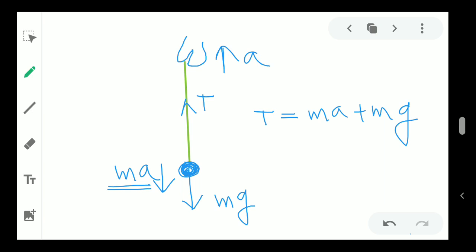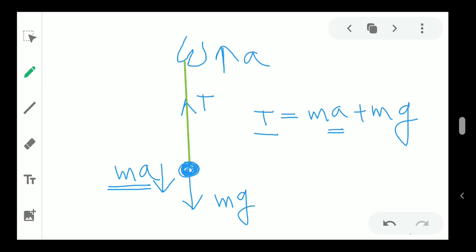That means the tension of the string will increase, and if your a is too high, that means if you give a jerk suddenly, what will happen? The tension will be so high that the string or the thread will not be able to tolerate it, and the thread will be torn. You can do this at your home and see it easily.